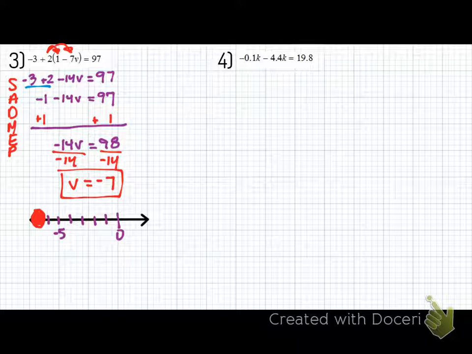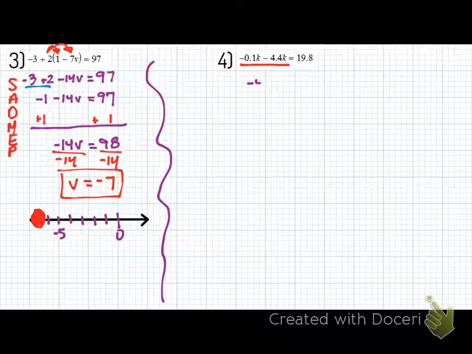Number 4, let's talk to our group. Well, let's write this down first, and then let's talk to our group about a strategy, okay? So even though it's a decimal, don't freak out. We got -0.1k and -4.4k. So we're going to combine like terms, which is going to be -4.5.